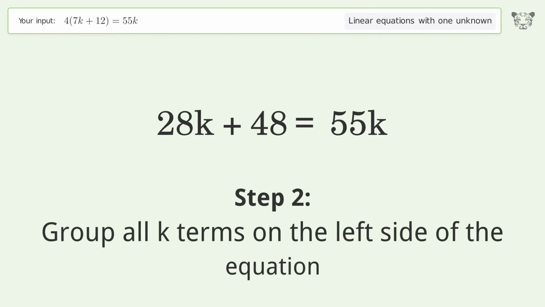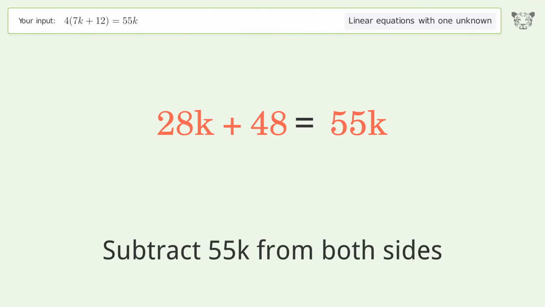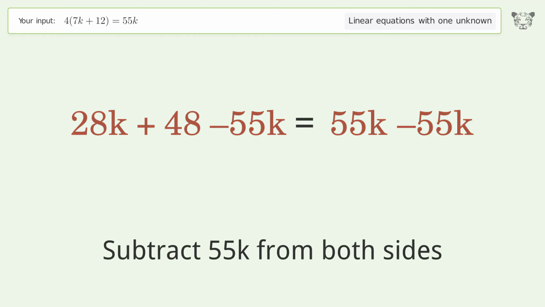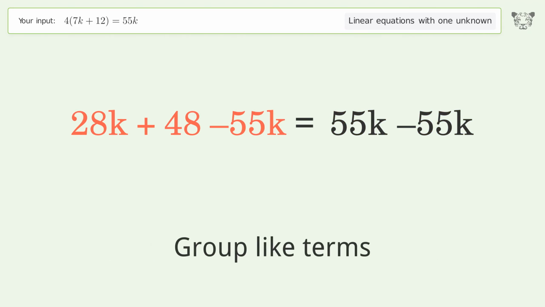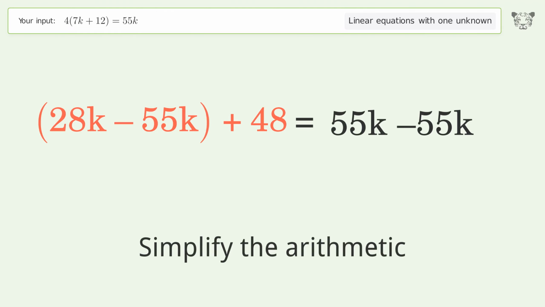Group all k terms on the left side of the equation. Subtract 55k from both sides. Group like terms. Simplify the arithmetic.